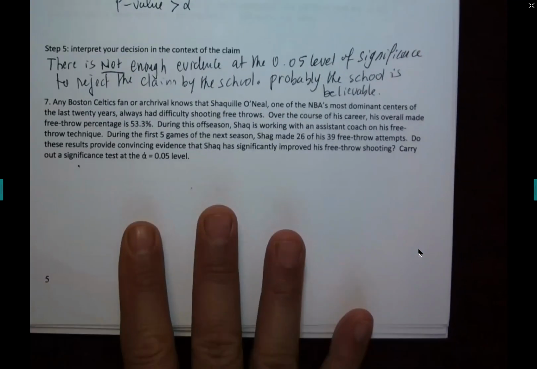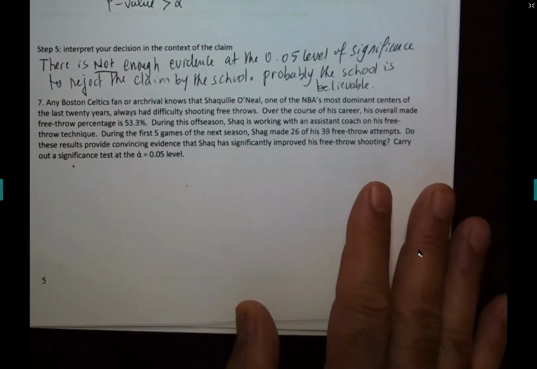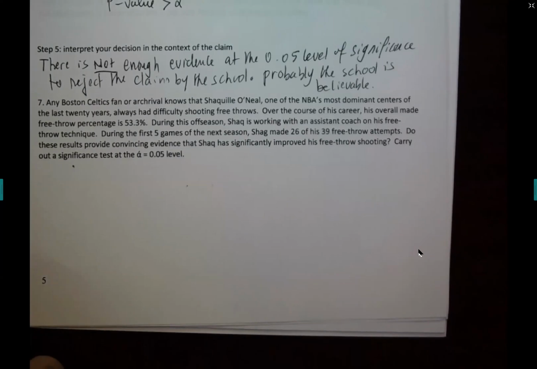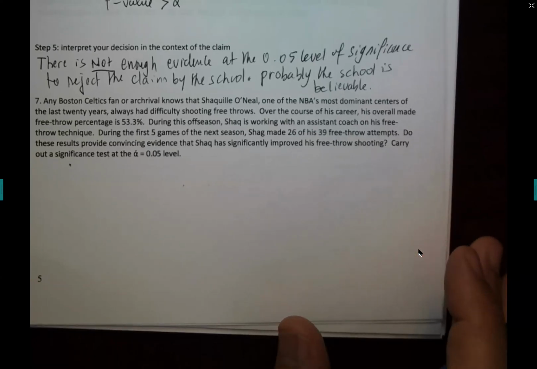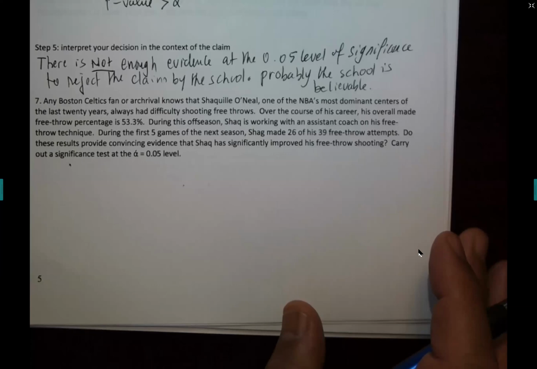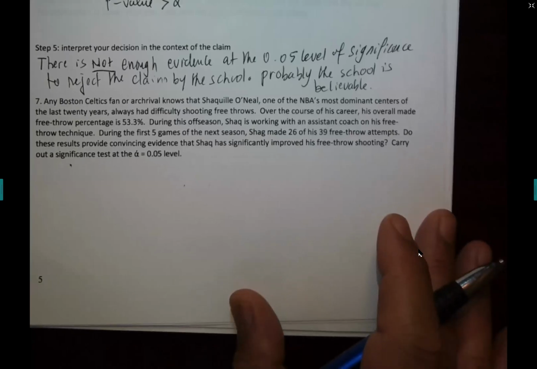Number 7. I don't think we did that last time, so I'm going to do it right now. Any Boston Celtics fan knows that Shaquille O'Neal, one of the NBA's most dominant centers of the last 20 years, always had difficulty shooting free throws. Over the course of his career, his overall made free throw percentage is 53.3%. So he is successful 53.3% of the times. During this off season, Shaq is working with an assistant coach on his free throw technique. During the first 5 games of the next season, Shaq made 26 of his 39 free throw attempts. So he was successful 26 times. Do the results provide convincing evidence that Shaq has significantly improved his free throw technique?